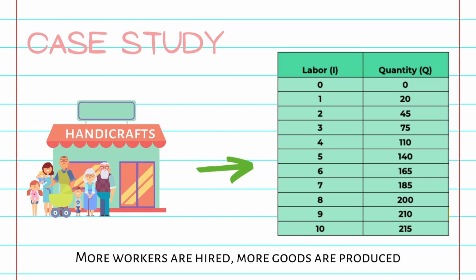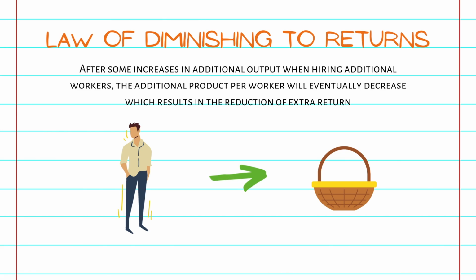A family business selling handicrafts largely depends on the labor to produce bamboo baskets. So the table here indicates the number of bamboo baskets with respect to the number of employees. However, the relationship between output and labor is not linearly proportional because of the law of diminishing returns. So we can simply understand this economic law that after some increases in output when hiring more workers, the additional output per worker will eventually decrease, resulting in the reductions of extra return.